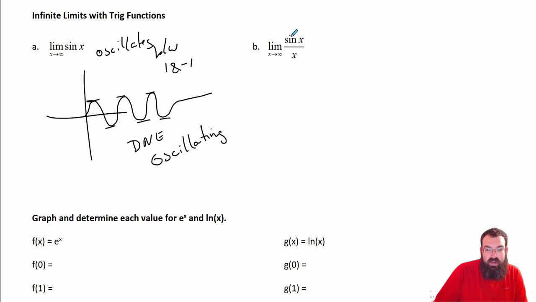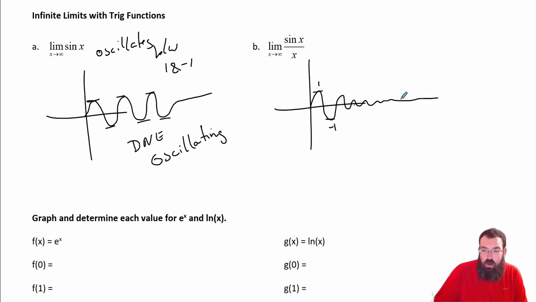Next one here, sine of x over x as x approaches infinity. So this graph, if I look at it, it goes up and down and up and down and up and down. It starts off with a nice positive 1 and a nice negative 1, but then it gets smaller and smaller and smaller as it goes out, and the further and further you look at it out, it's actually going to approach 0. So this is going to be 0.